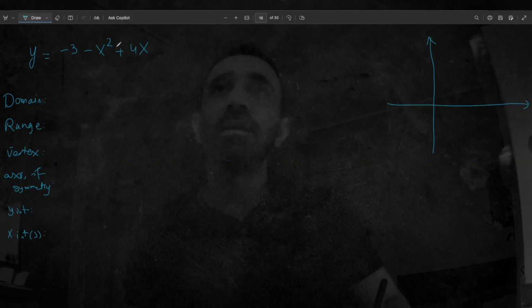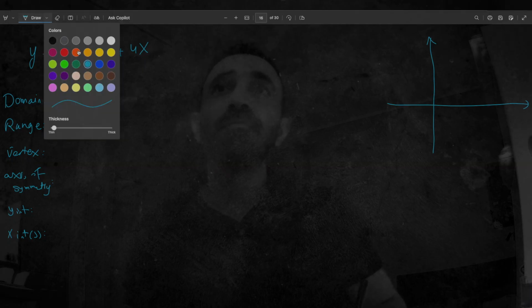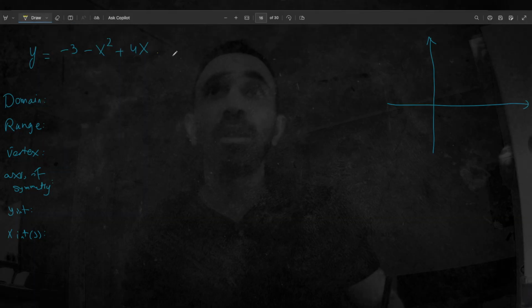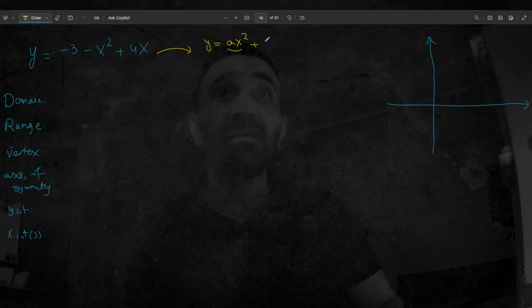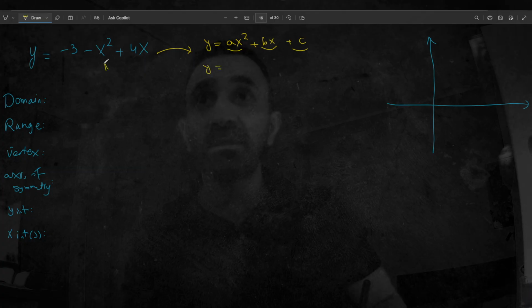Okay, so the very first step you have to do is to make sure your equation is in the standard form. What does it mean, standard form? First, you have to have the term x to the power of 2. Then you have to have x. And then you're going to have the number. Okay. So what does it mean? My function currently is not in the standard form.